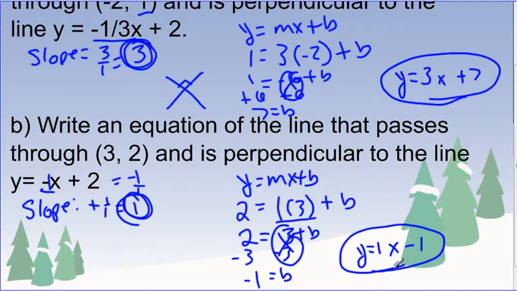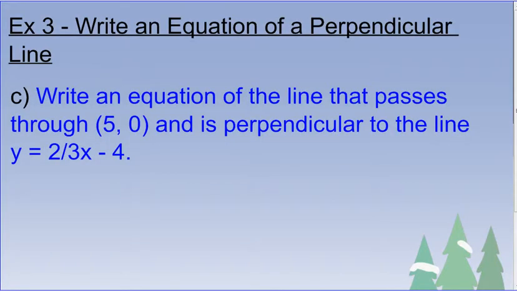Last thing you need to do is, well, we've got this problem, C. Write the equation of the line that passes through the point 5, 0 and is perpendicular to the line 2/3 x minus 4. Go ahead, pause the video, try that problem on your own. When you're ready to continue, hit play and we'll go through it together.